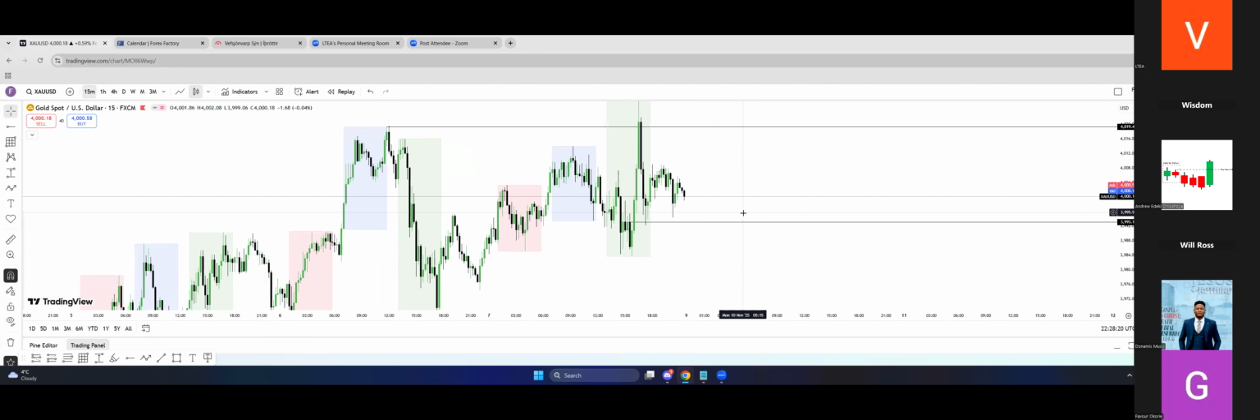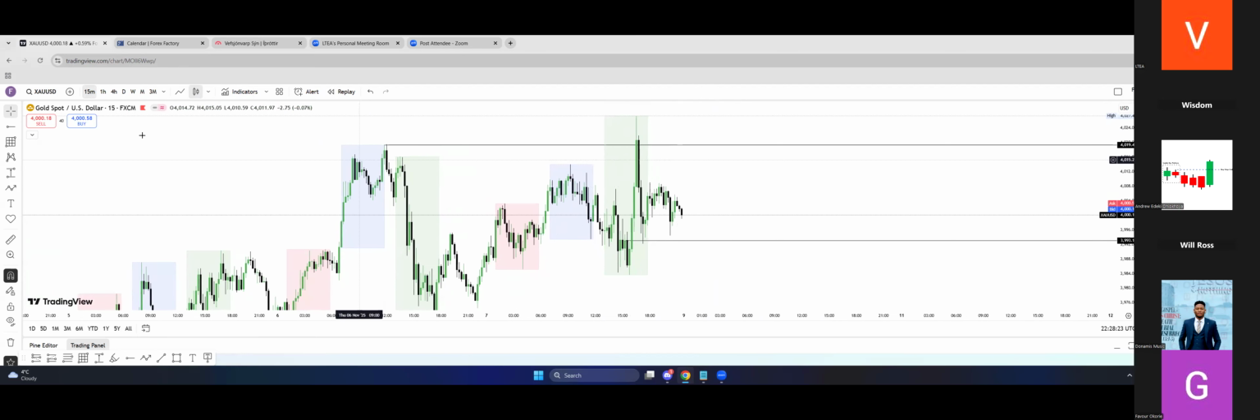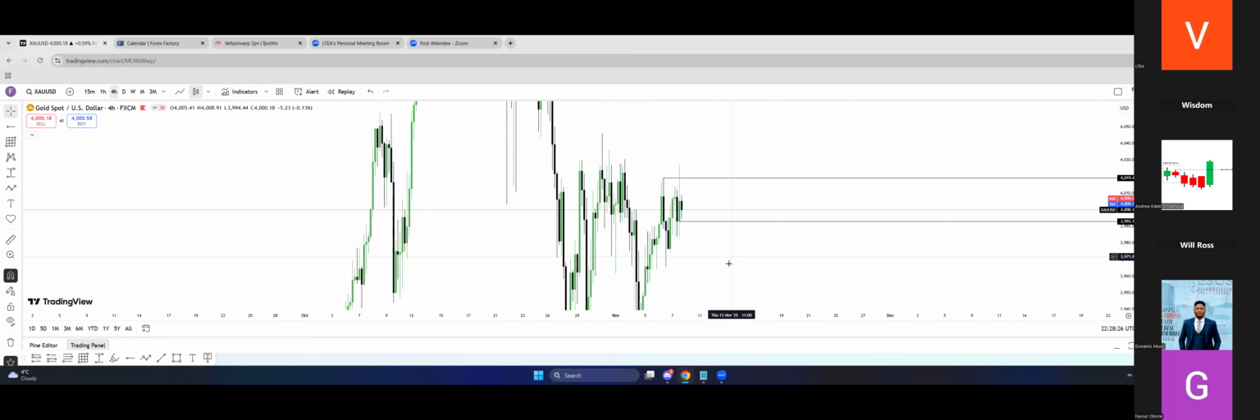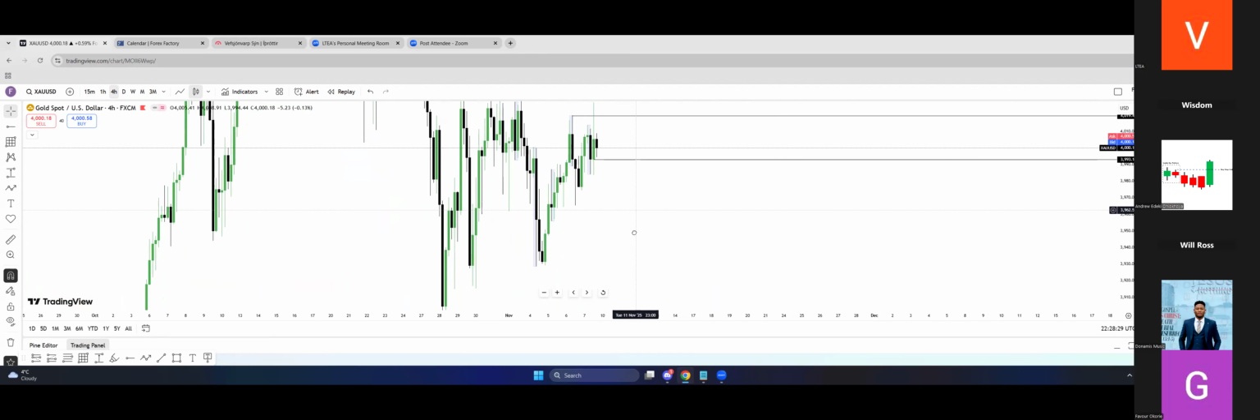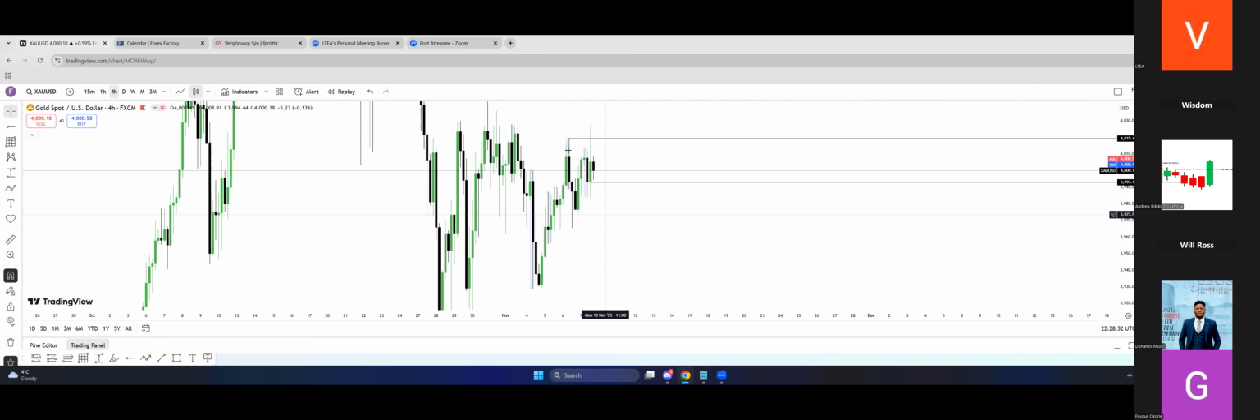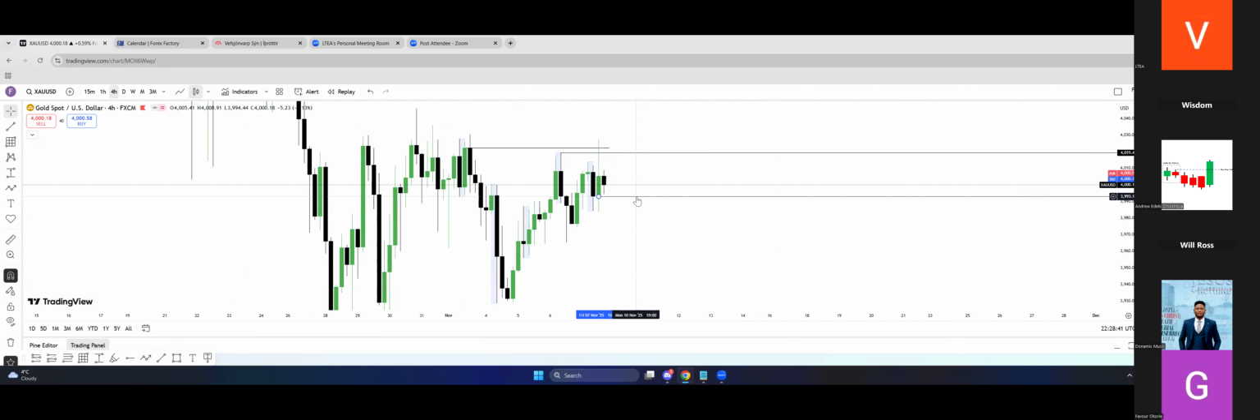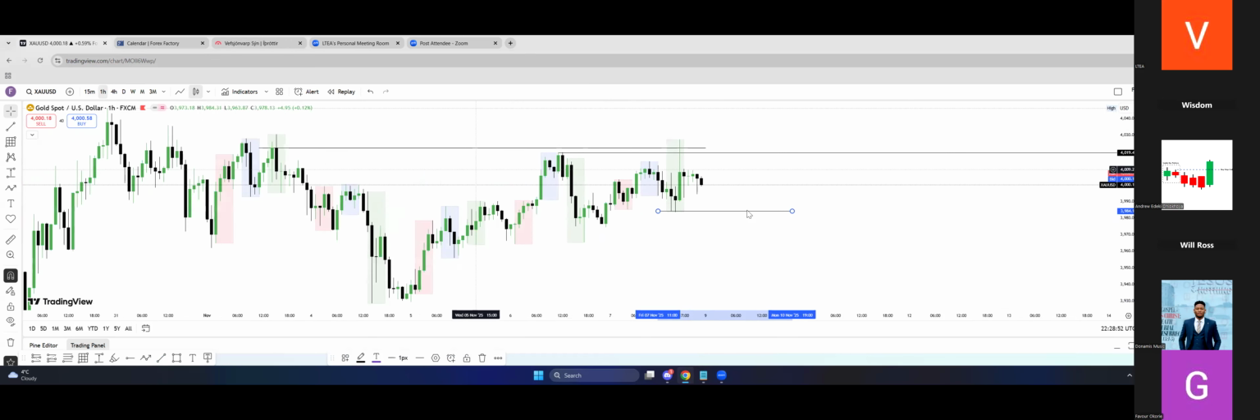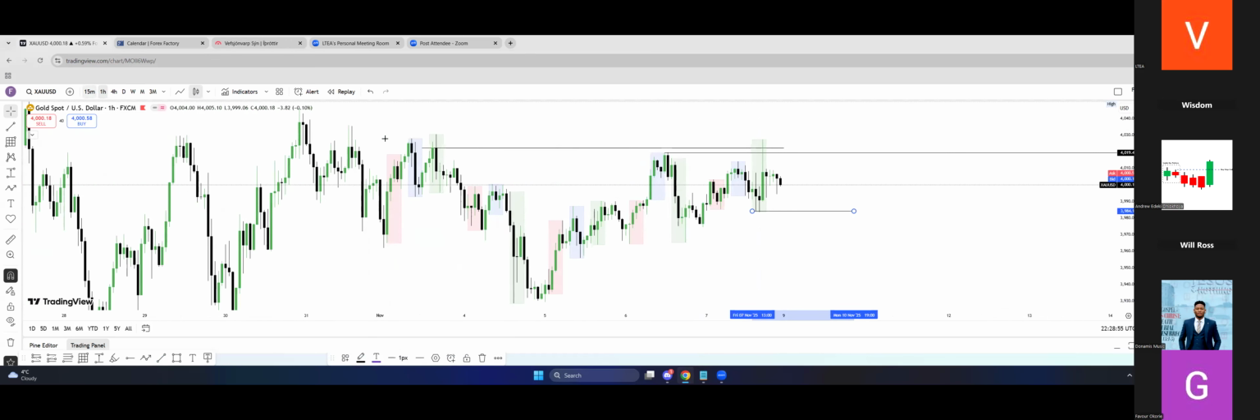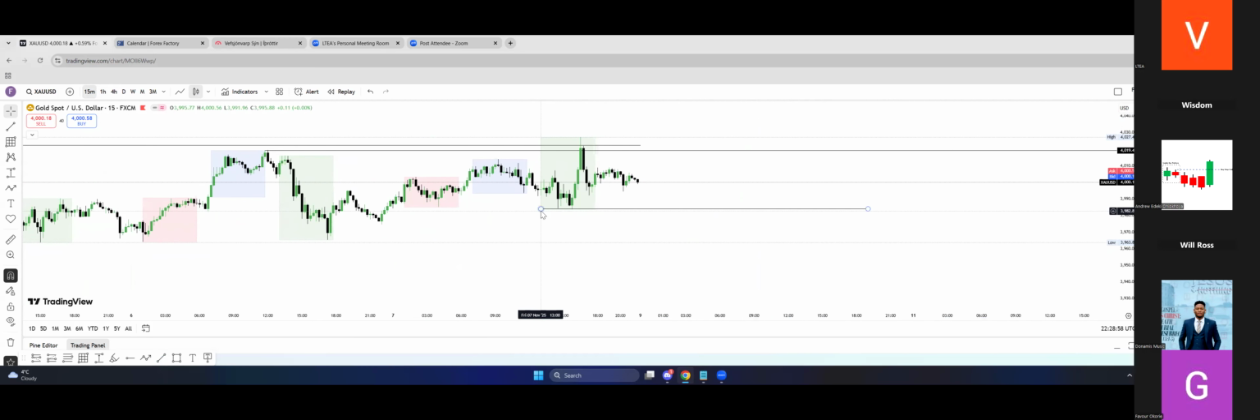So I have a way of looking at the market. Let me just use an example. Price traded into this area right here, so I'm waiting for a 15 minute shift. Price needs to take out this low for a shift in 15 minutes. It doesn't matter whether it's 4 hour or 1 hour. This is the shift in the 15 minutes, and this is the same shift in the 15 minutes.